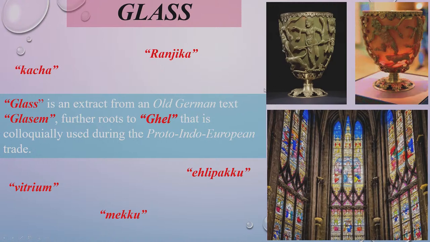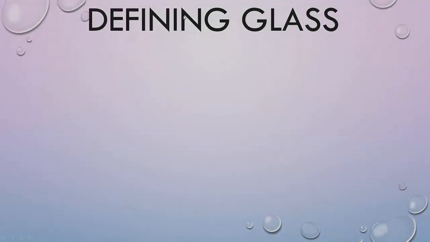And coming to the second one, these are some famous Gothic architectures that have been developed in the European nations. These are again stained glasses which are being used in cathedral churches. So how do we define glass?